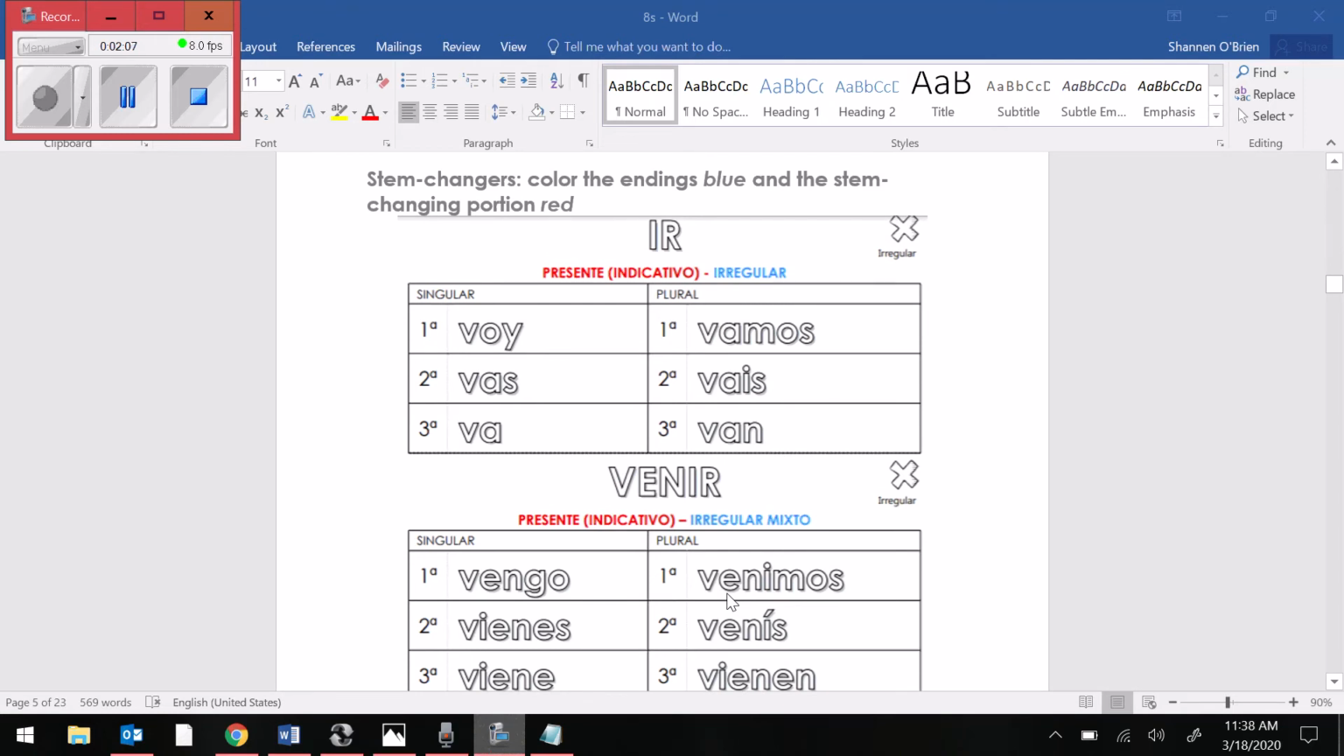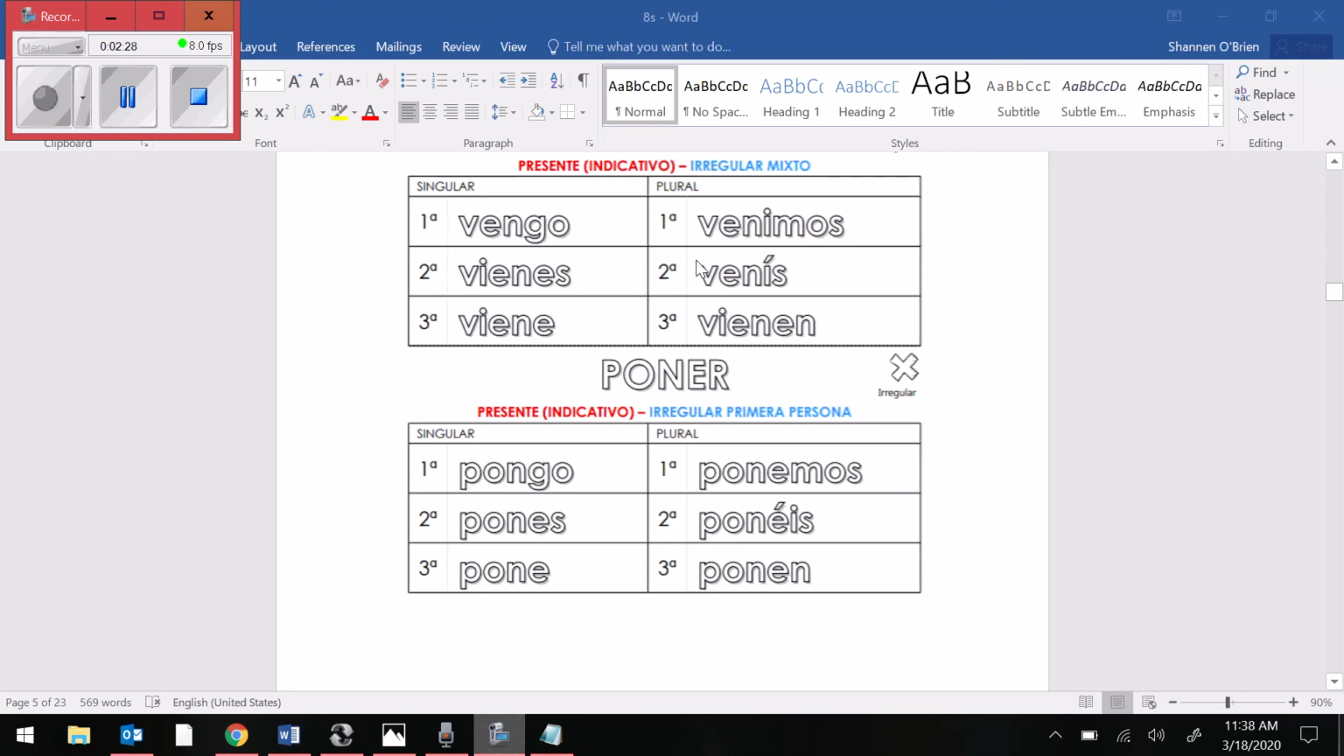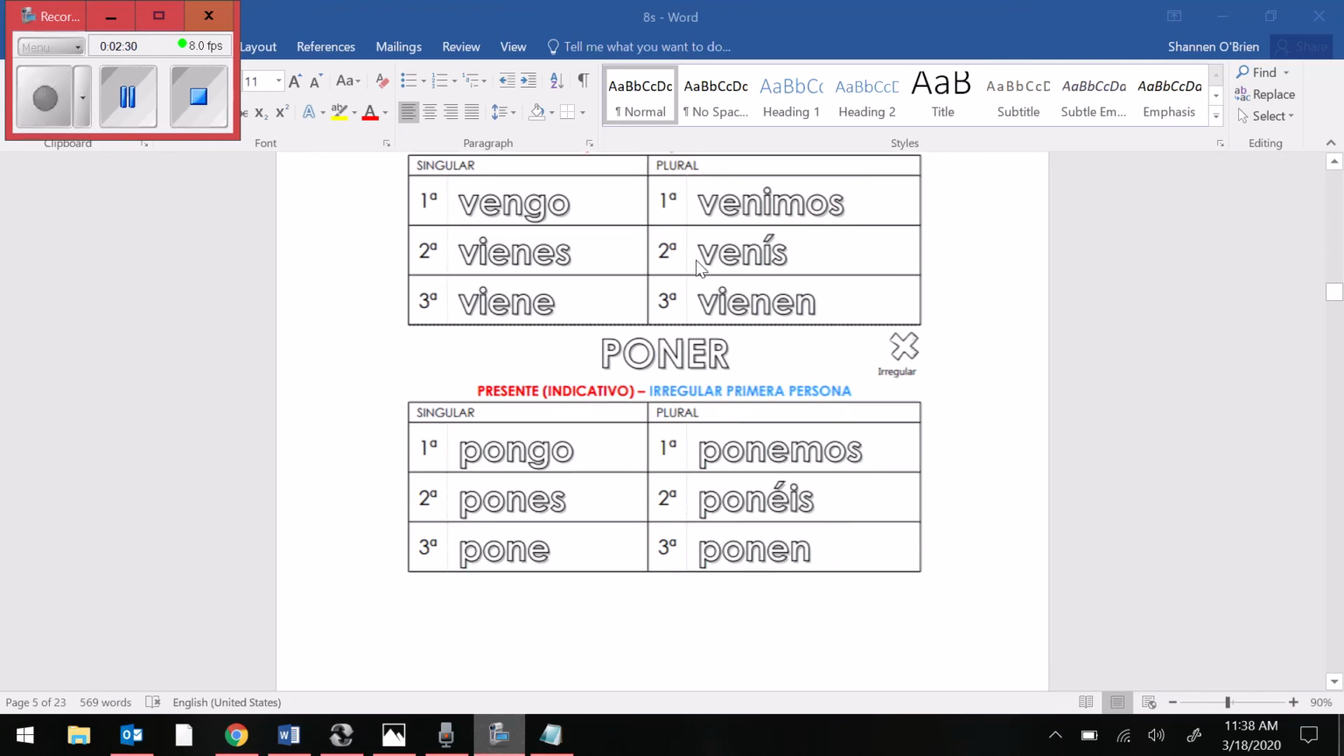Now for ir, you're going to leave yo, voy completely blank. That one will not be colored in at all. You're only going to color in blue as, a, amos, áis, and an, just to indicate the regular AR endings, even though it's technically an IR verb. For poner, you're just coloring the endings here. O, es, e, emos, éis, and en will all be colored blue. That's it.